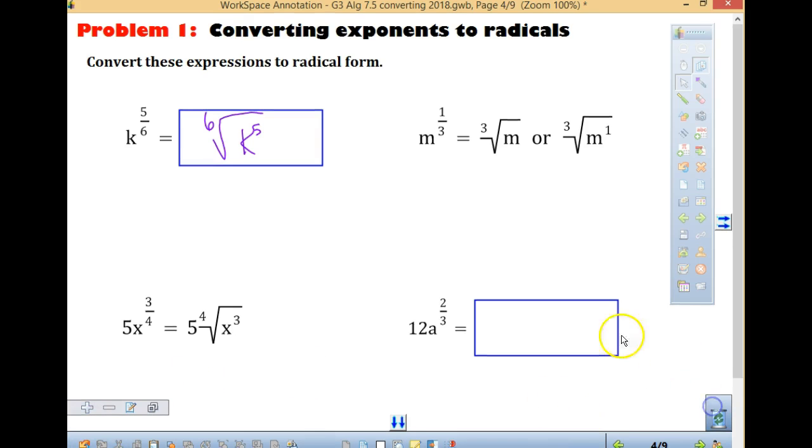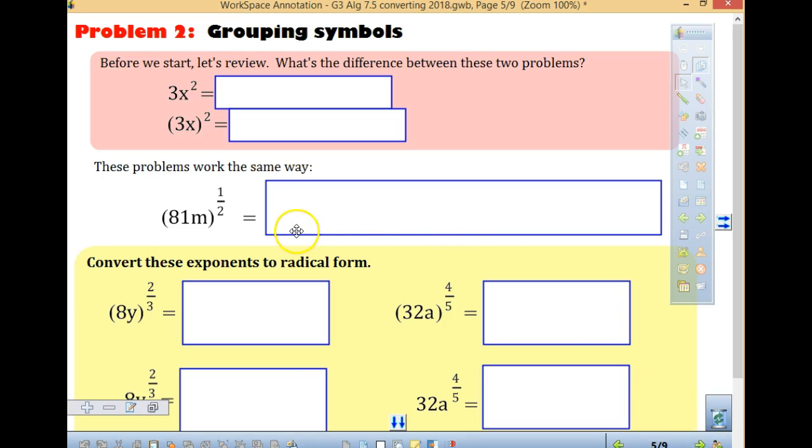So as you're looking at that, we should have the 12 cube root of a to the 2nd. Okay, making sense how we're switching those? So on the test, you're going to be asked to do that same thing. They're going to ask you to convert from fractional form, where you have an exponent, to radical form. Then you're going to go the other way.